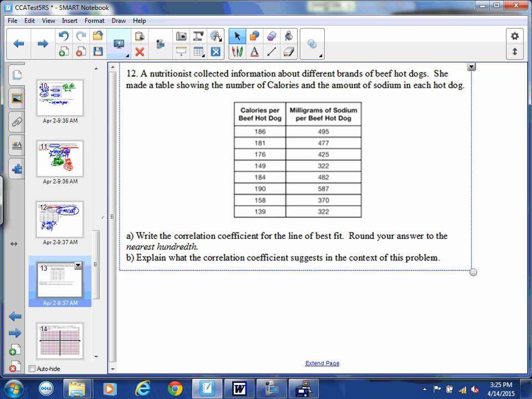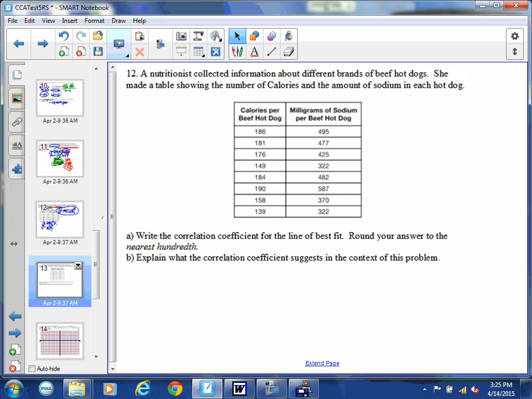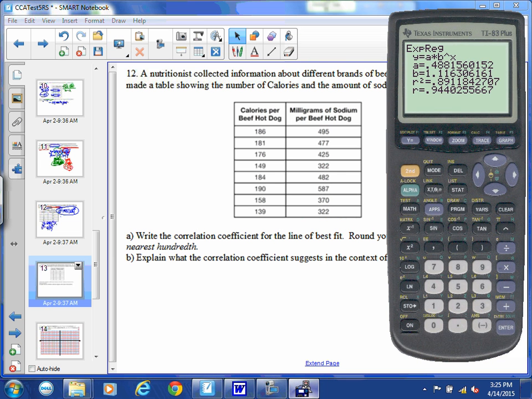A nutritionist collected information about different brands of beef hot dogs. Good for her. She made a table showing the number of calories and the amount of sodium in each hot dog. Ew. Write the correlation coefficient for the line of best fit. Well, to get the correlation coefficient, just like the linear regression equation, I need to go to my calculator and type in my data.